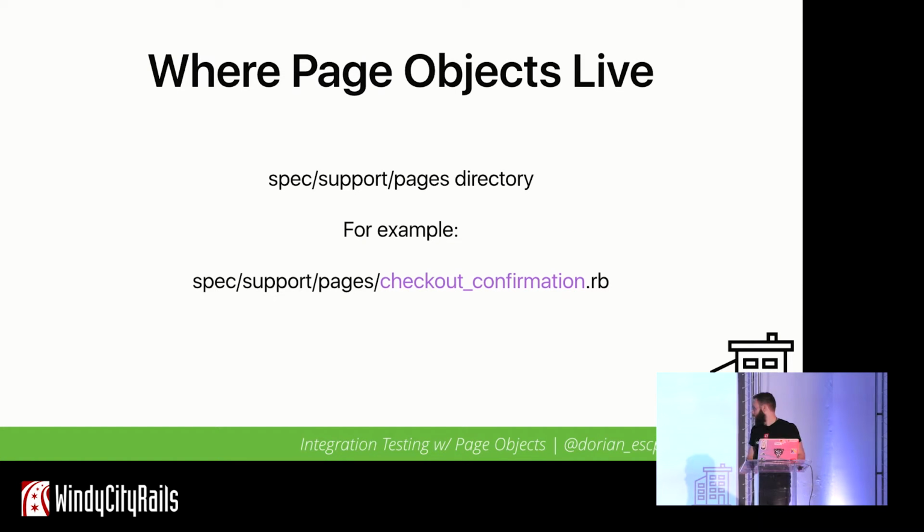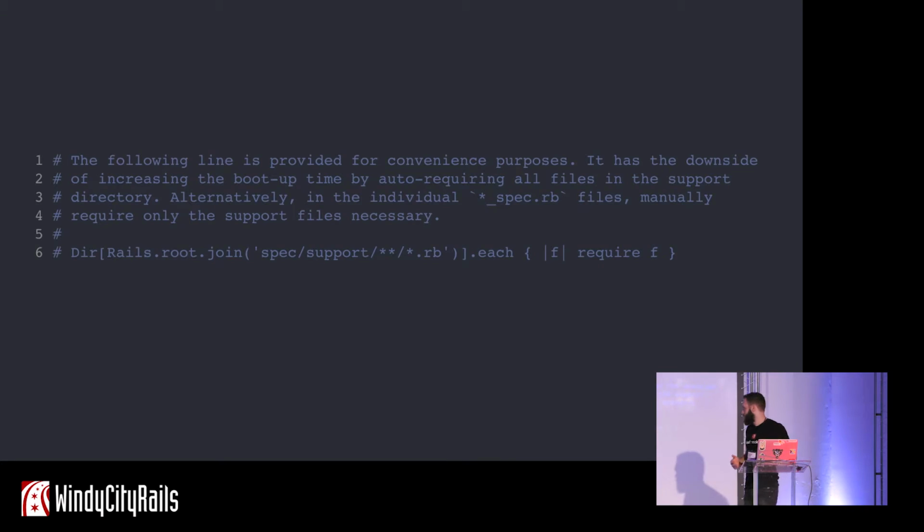They live in the spec/support/pages directory. In this example, checkout confirmation lives in spec/support/pages/checkout_confirmation. And then to include them, there's already something in your spec helper or Rails helper. You just need to uncomment it. Do read the comment above when you get a chance, because it talks about performance.